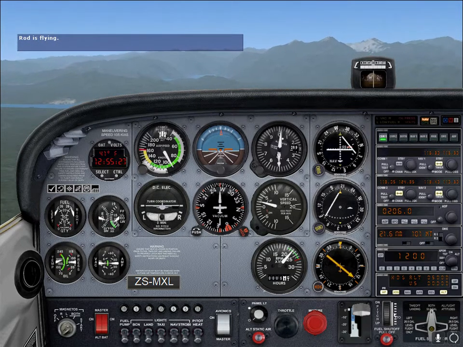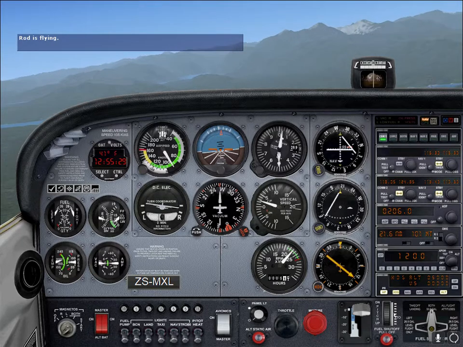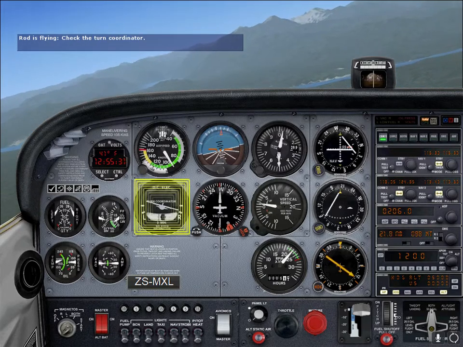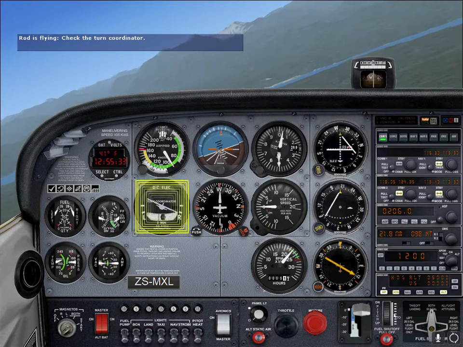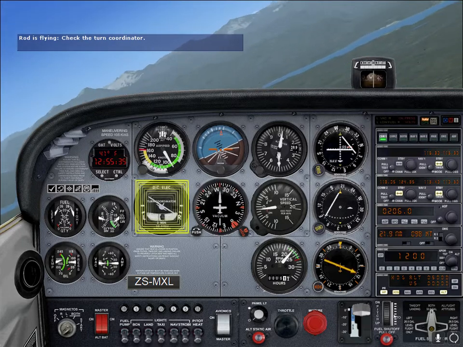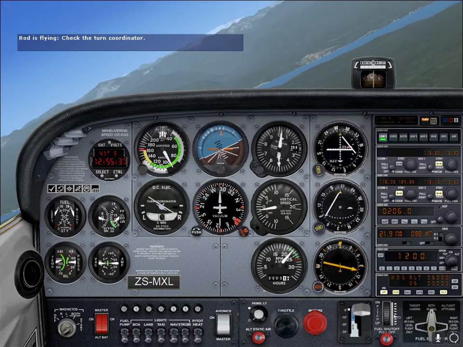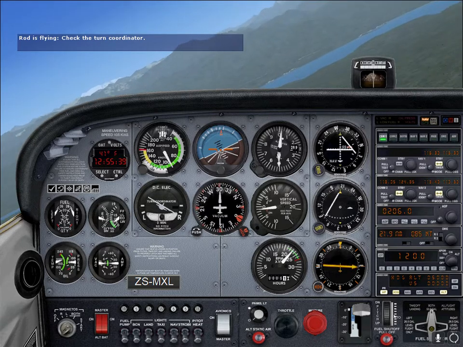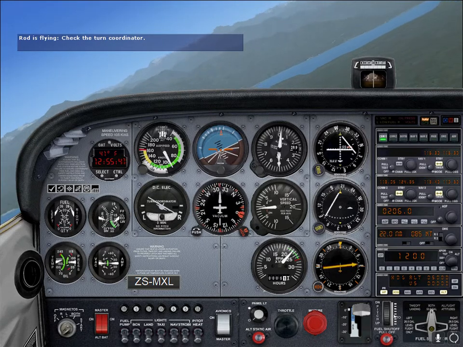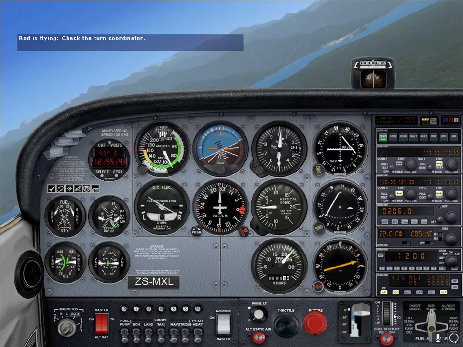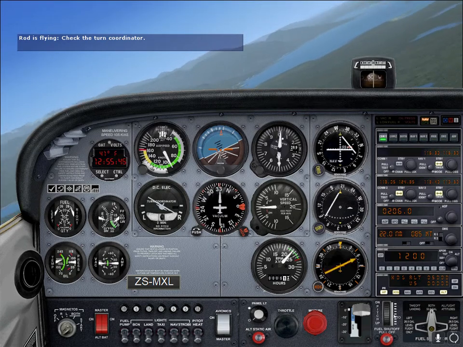Good job. I've got the airplane. I'm going to make a turn to the right. While we're turning, look at the turn coordinator. That's the instrument in the lower left-hand corner of the 6 primary instruments. It has a little white airplane on it and a tube with a black ball in the center. The little airplane shows the rate of your turn, and the black ball tells you the quality of the turn.